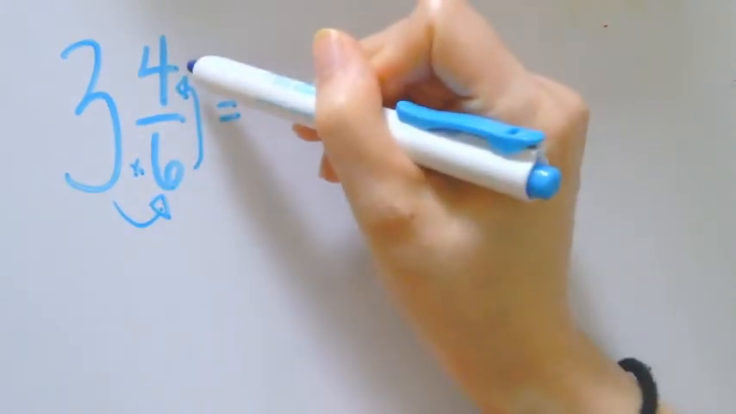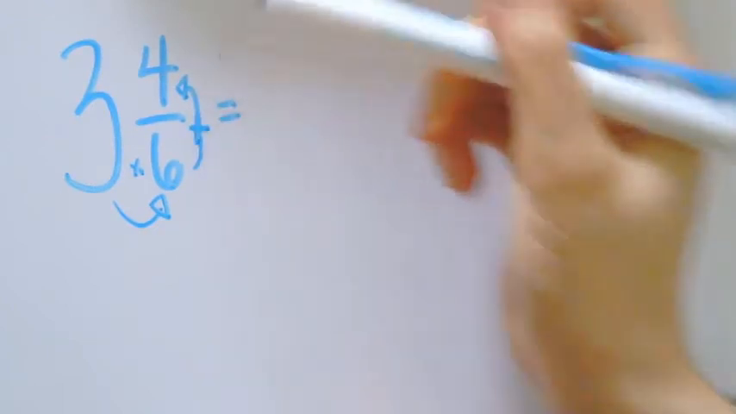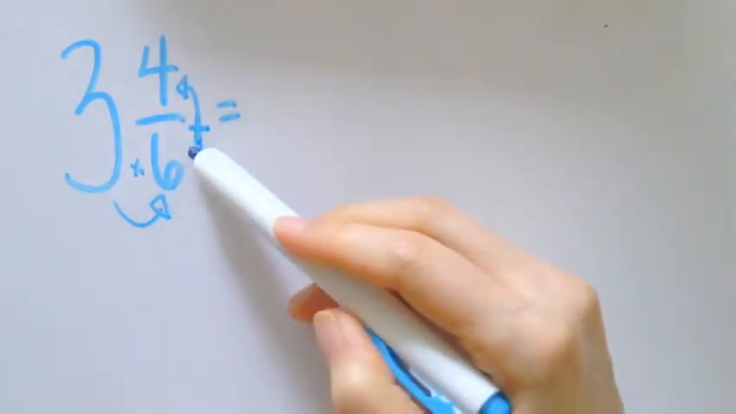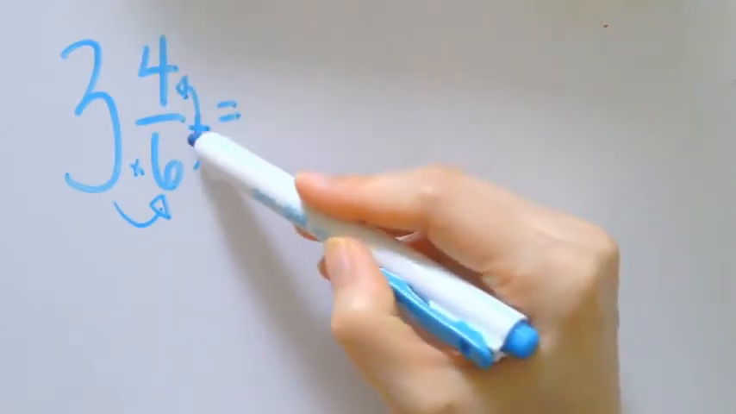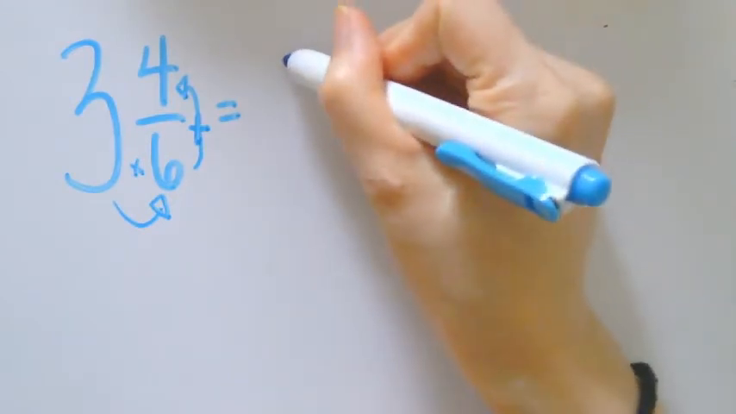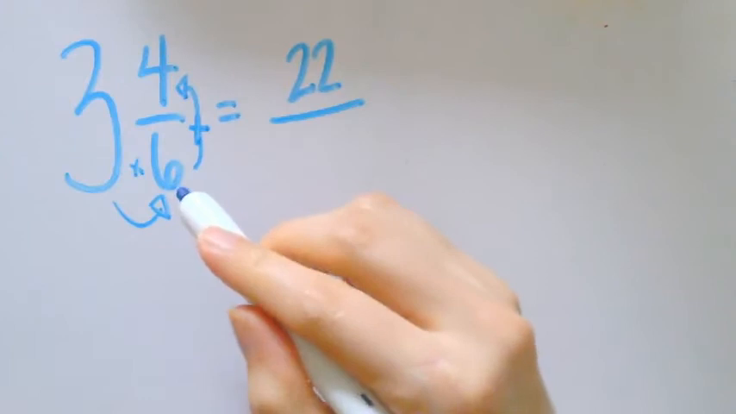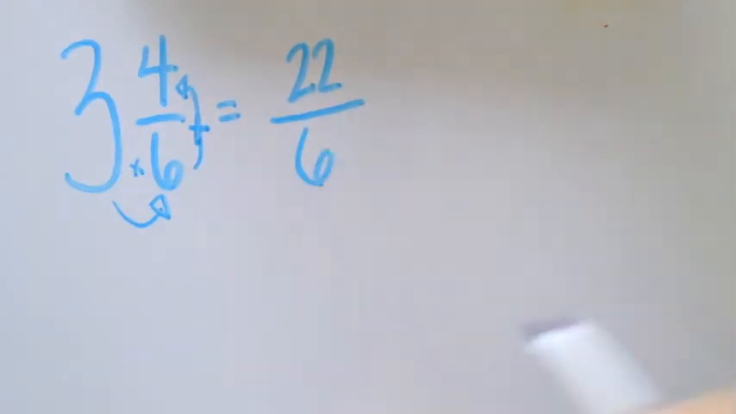Whatever you need to do along the way to help support you. Okay, 3 times 6 is 18. What are we going to do with the 4? We're going to add that 4. 18 plus 4 is 22. What is our denominator? It's still 6. It does not change.